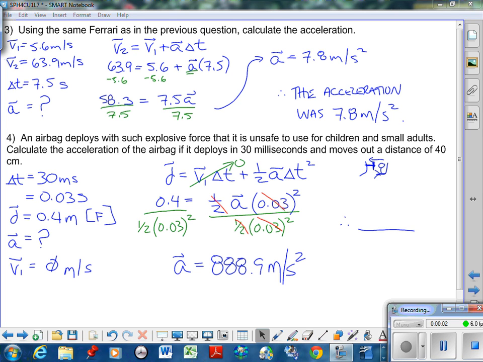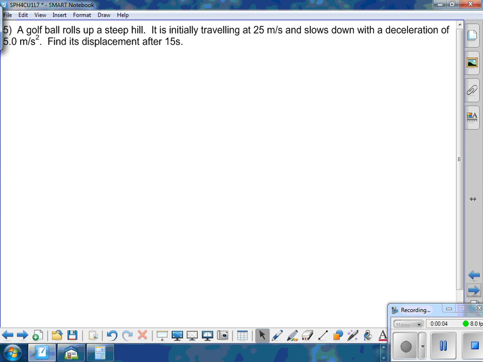All right, welcome back, and I just want to finish up the final example here. So we have a golf ball. It rolls up a steep hill, so we're putting. It's traveling initially at 25 meters per second. So that's our first velocity.